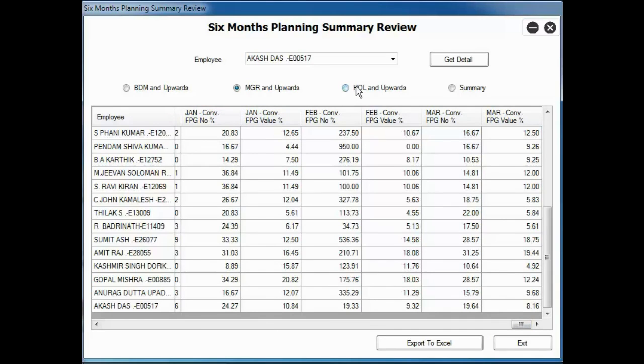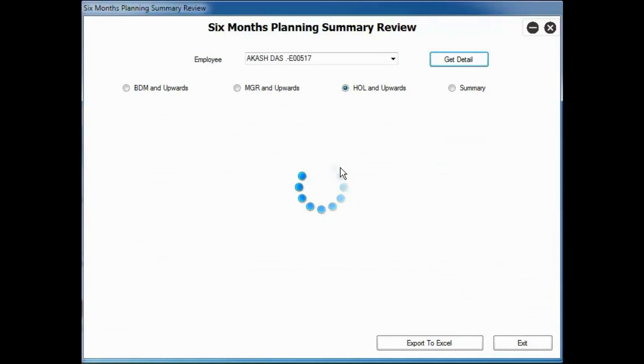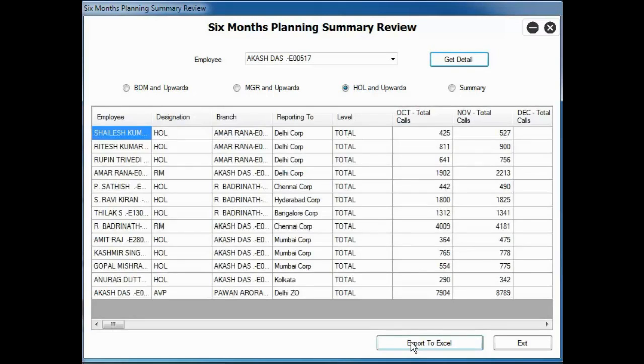Now let's go to the next, where we are talking HOL upwards. Here, Akash ji could see a bird's eye view of all the people who are HOL and upwards in his team. So he says HOL and upwards, he presses get details, and this is what he gets to see. Remember, in the meantime, that if ever you want to work on this data, you can also export the data using the export to Excel, and then do whatever you would like. Maybe you would like to play and make certain reports here. You could make your own customized reports.